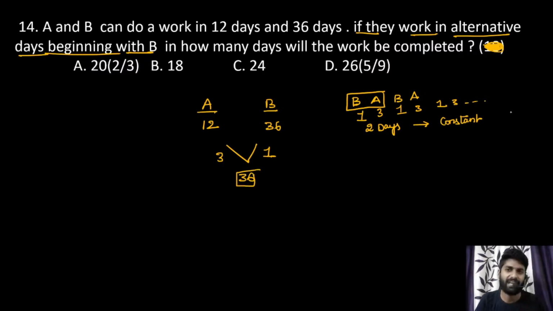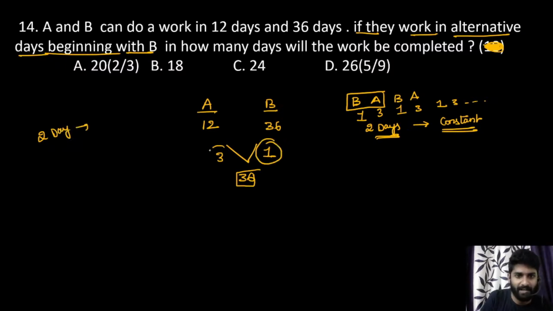But it is difficult to take it as an individual. Then what is your observation? Every 2 days the efficiency is constant. So on the first day B completed 1 unit, A completed 3 units, which means every 2 days they completed 4 units. Every 2 days they complete 4 units.